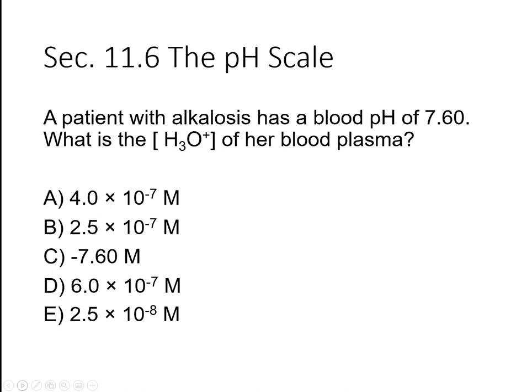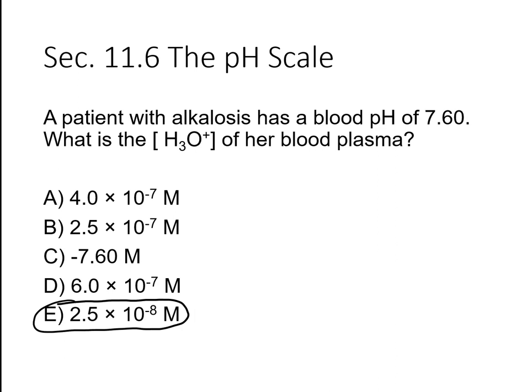A patient with alkalosis has a blood pH of 7.6. What is the hydronium concentration of her blood plasma? I got E as well. So there are two ways to do this. One way where you don't have to do any math, and the other way where you do math. I'll show you both.